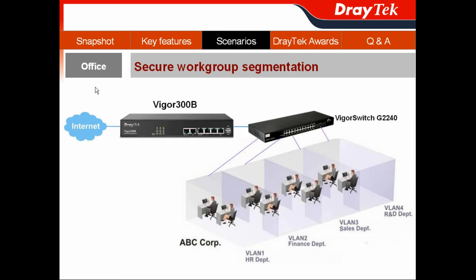Following, I will show you some office applications. First, secure workgroup segmentation. We know Vigor300B can offer 4 VLAN groups, so it can help you isolate different workgroups. For example, VLAN 1 for the Human Resource Department, VLAN 2 for the Finance Department, VLAN 3 for the Sales Department, and VLAN 4 for the R&D Department. They can all rely on the different VLAN groups offered by Vigor300B.